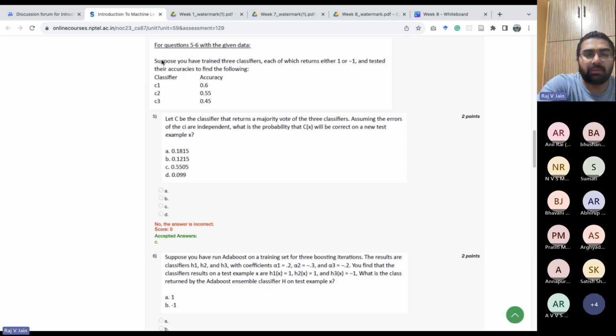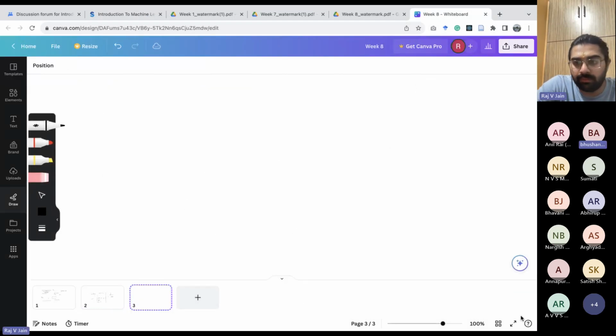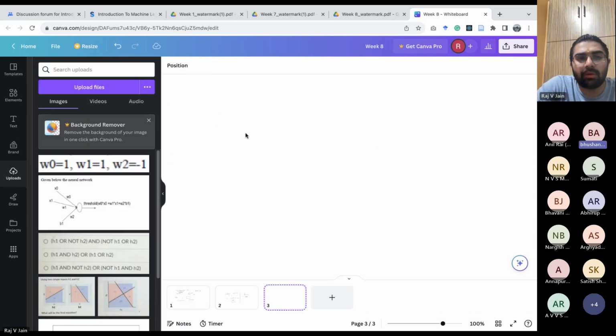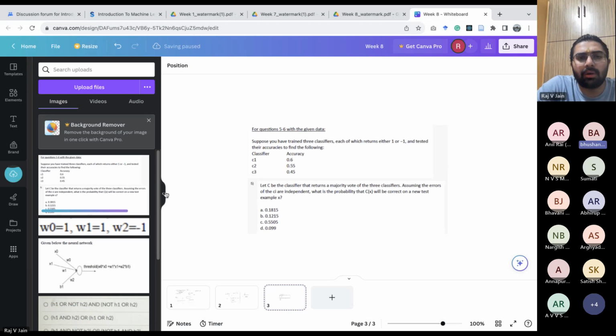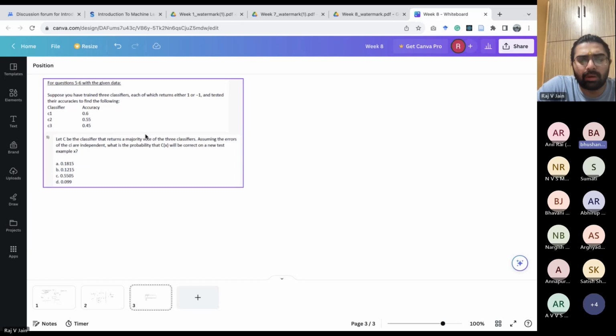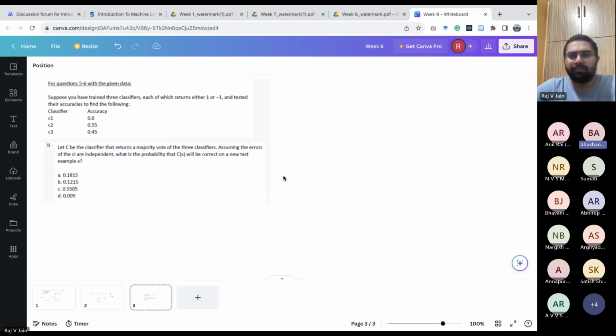Any thoughts? I've got a wrong answer, but what I did was I found out the error, that is 1 minus accuracy. And then I multiplied all the 3 because I thought that would be the probability. Let me just check the question.